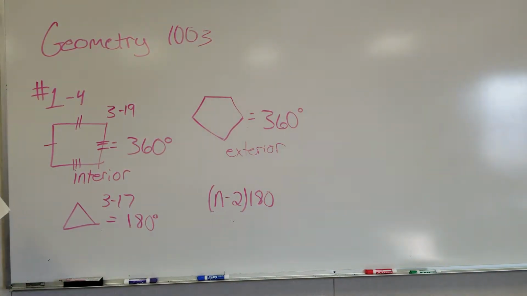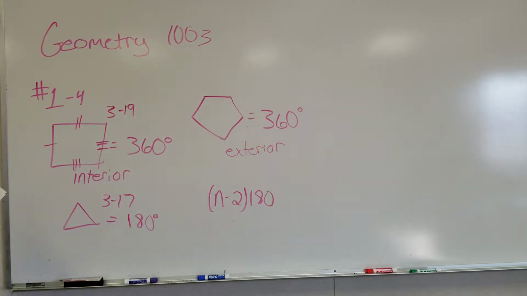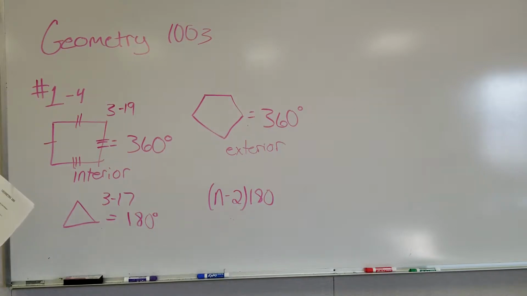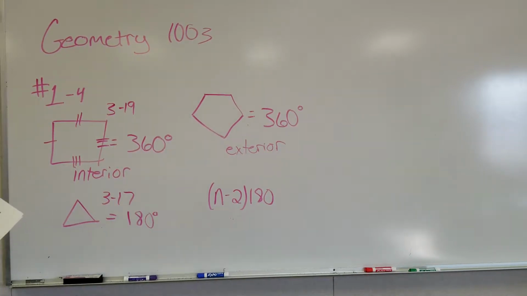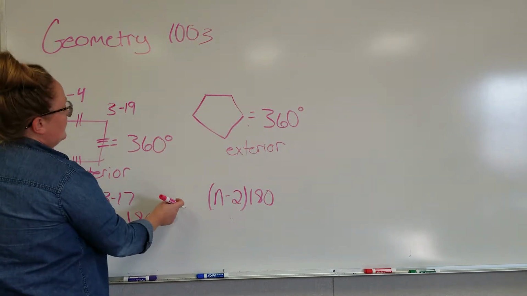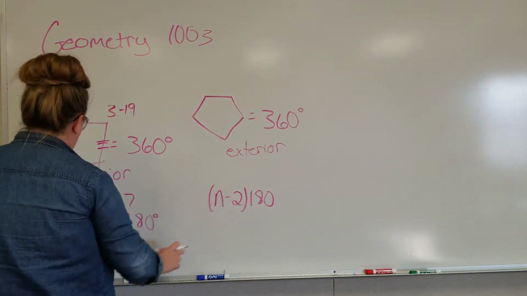Now, when you're looking for the sum of interior angles, they ask you on problem number 4, what is the equation for the sum of interior angles of an n-gon? So an n-gon is any number of sides. A pentagon is a 5-gon, has 5 sides. A hexagon is a 6-gon. But this can go all the way up to ones that don't have names, like a 20-gon. All right? So the equation is this. The sum of the interior angles equals the number of sides minus 2 times 180.